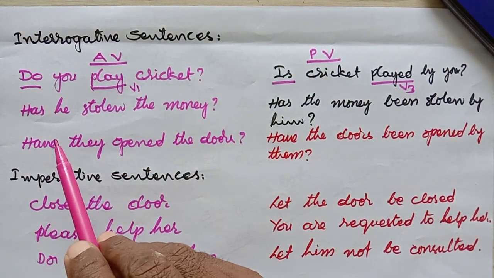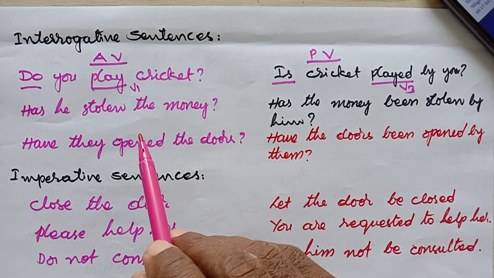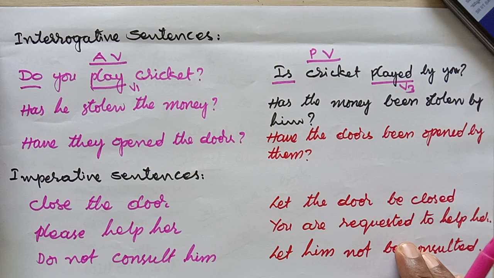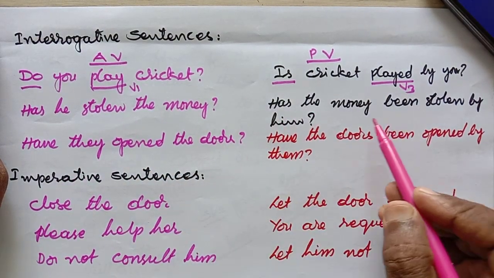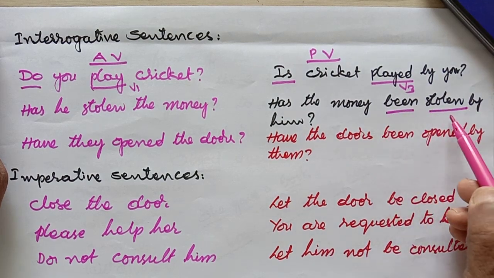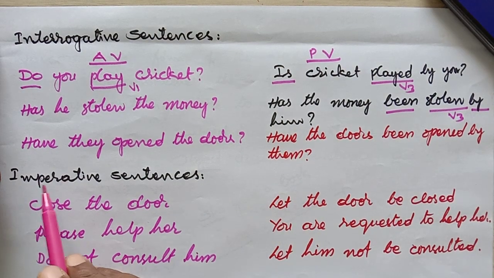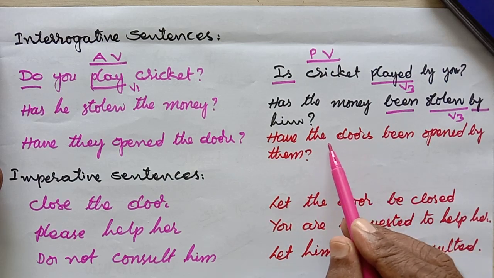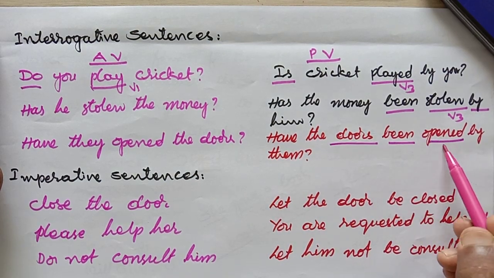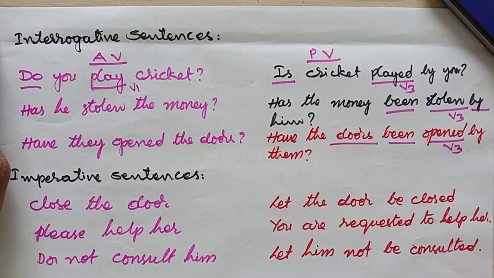Okay, students. Now, has he stolen the money? Has he stolen the money? Now you can write it as, has the money been stolen? This is V3, this is by. Okay, now, have they opened the doors? Yes, have the doors been opened by them? Okay, now, how to convert imperative sentences in passive and active?